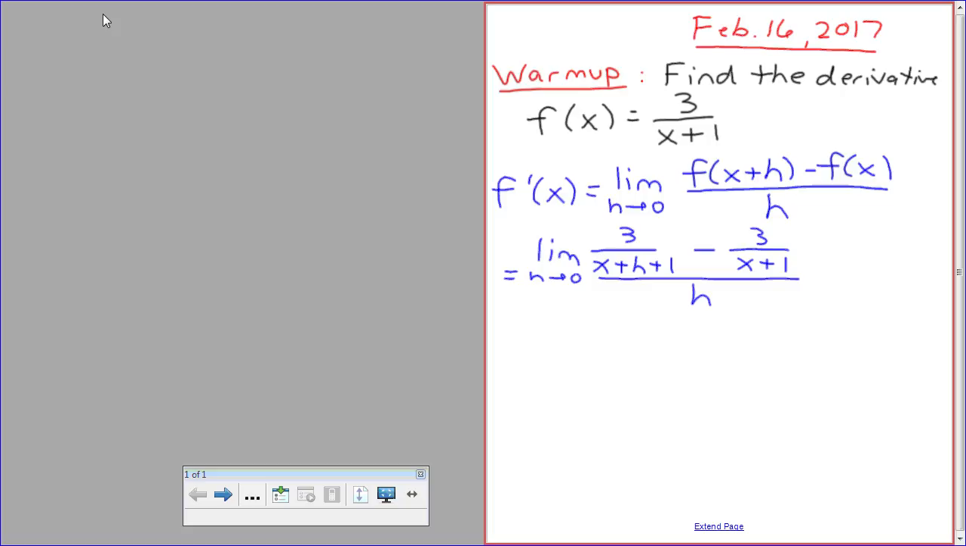Okay. Looking good? Caleb, what are we doing now, please? We need a common denominator between those two. Yeah, go ahead. So it's 3 times x plus 1 minus the 3 times x plus h plus 1, which is 3x plus 3 minus 3x minus 3h minus 3. Okay, just hold on a sec here. You're way ahead of me here. But I trust you, though. I'm just going to write down what you said.